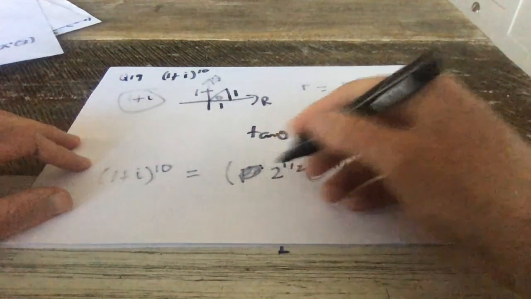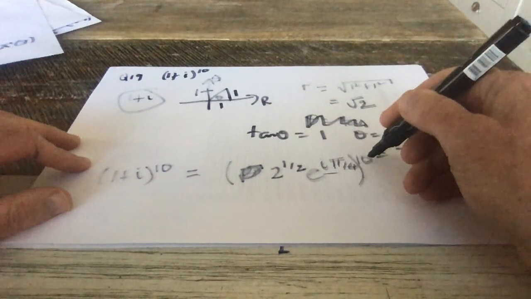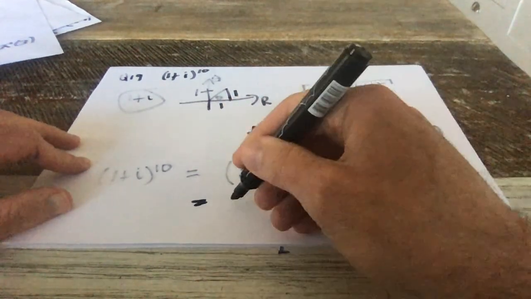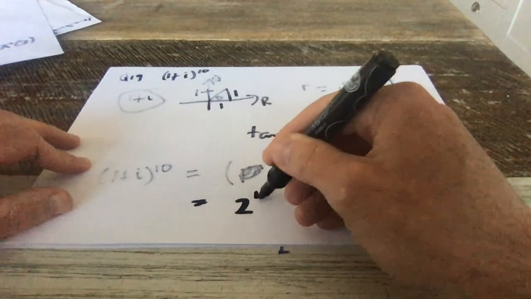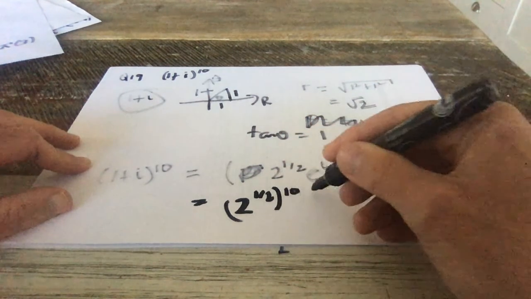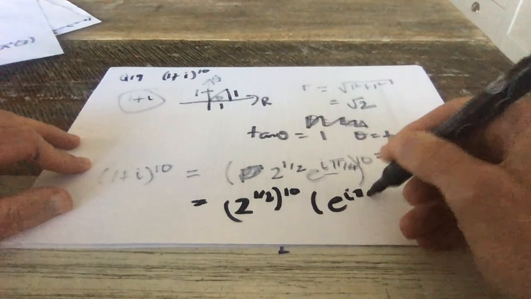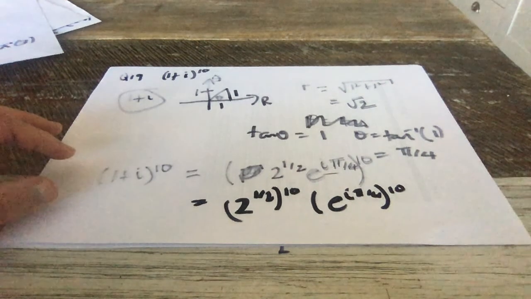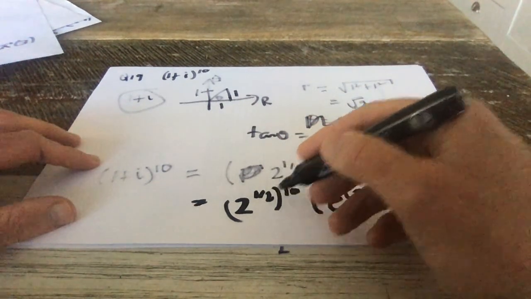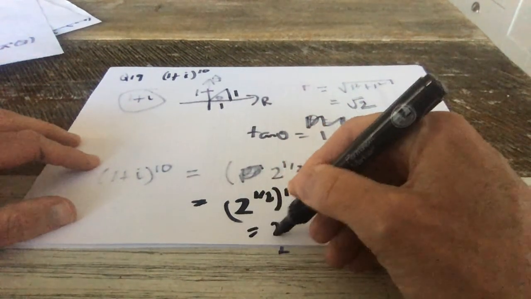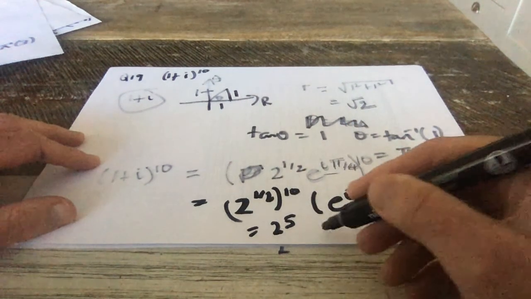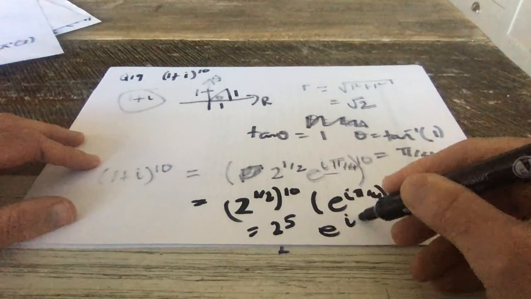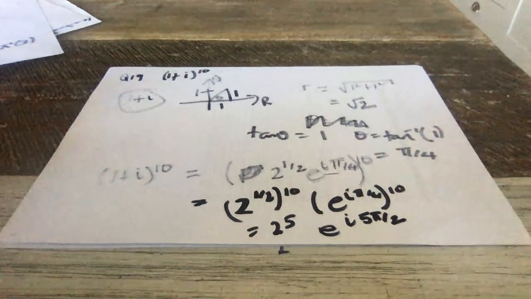And I can, because now I've got two multiplications here and I've got a power outside, I can write that as 2 to the power of a half, to the power of 10, times exponential i pi over 4 to the power of 10. And 2 to the power of a half to the power of 10 is just 2 to the power of 5, which is 32. And that's exponential i 5 pi over 2.